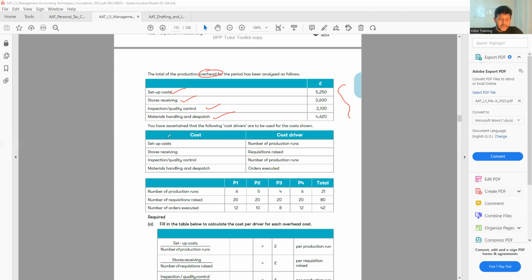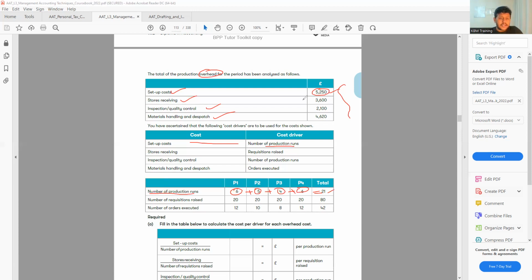So for example, for the setup cost 5250, we're going to look at number of production runs. So how many times the production is run? You have to divide with that. So number of production runs we can see from here. We have 6 plus 5 plus 4 plus 6, that will give us 21. So what we have to do, we have to do 5250 divided by 21, then times by 6, times by 5, times by 4, times by 6. So that's how we'll do it.